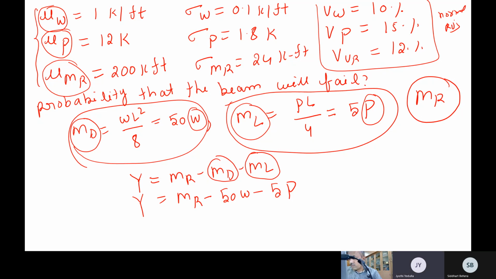So there is a linear transformation. Now, normal distributions are closed under linear operations. We have already said this long back. So because of the linear transformation, automatically MD and ML will also be normal random variables. So now it will be very easy to calculate the details. So this is my performance function: Y is MR minus 50 times W minus 5 times P.